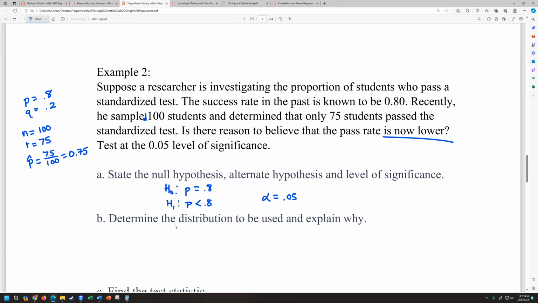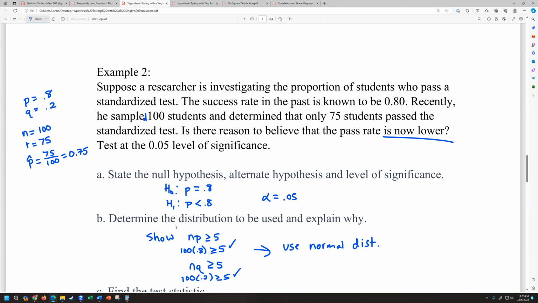Well, because this is a binomial experiment with a proportion, we have to show that n times p is greater than or equal to 5, and n times q is greater than or equal to 5. If we can show that, then we can use the normal distribution as the approximation for the binomial. So we have 100 times 0.8. That's definitely going to be greater than or equal to 5. And then we have 100 times 0.2, which would be 20, which is also greater than or equal to 5. So we're good. So we can use the normal distribution.